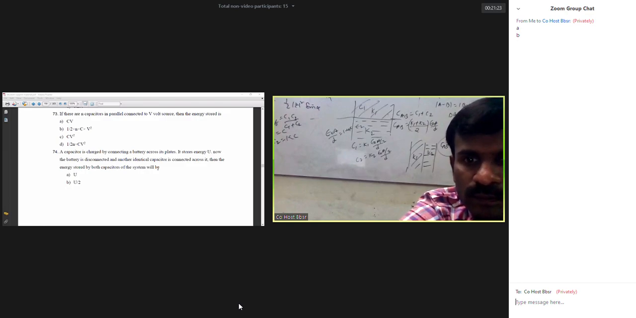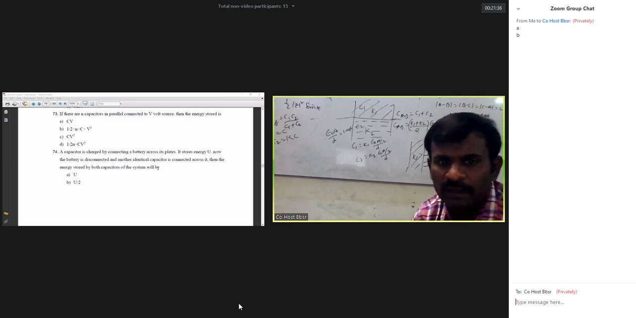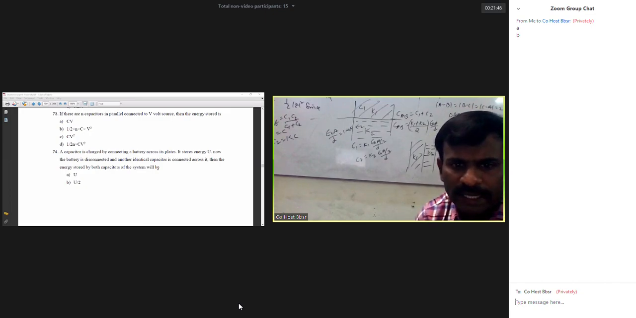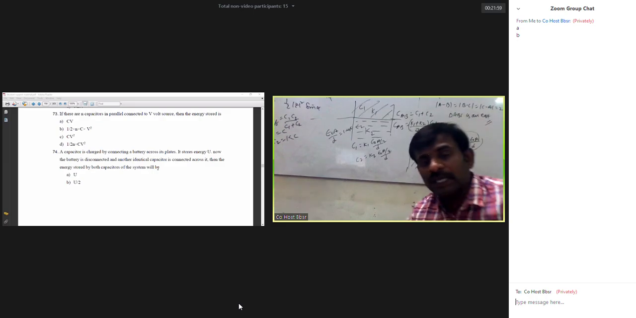Now, yes, you require the formula. A capacitor is charged by connecting it to a battery across its plates, so it stores energy. Now the battery is disconnected and another identical capacitor is connected across it. Now the energy stored by both capacitors of the system will be? Good question, this. Try.